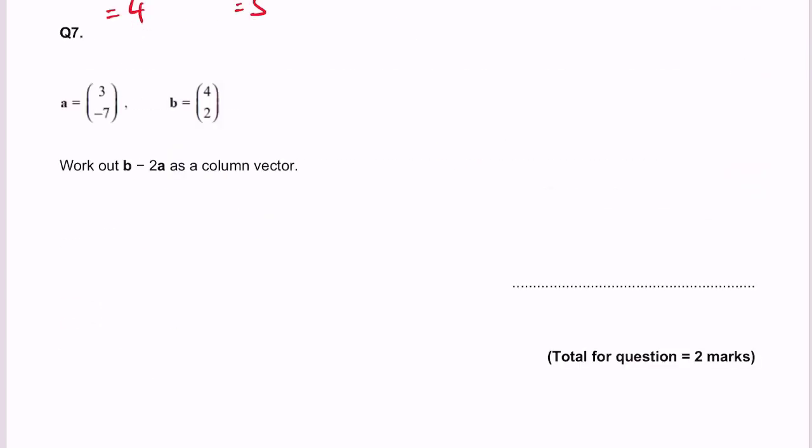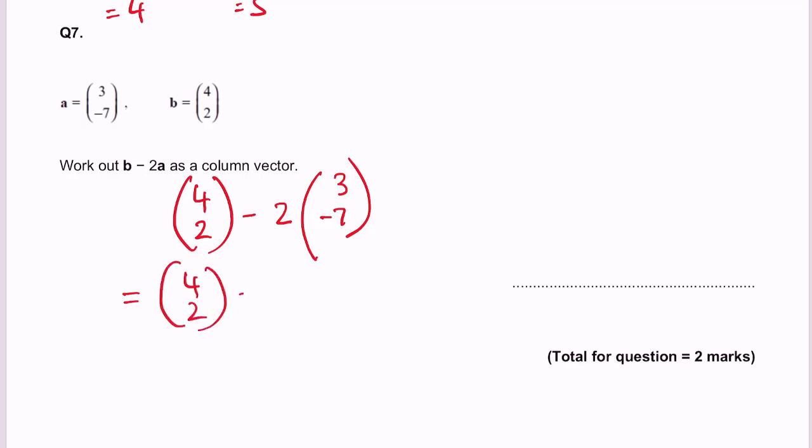So question number 7, we have a column vector question. Let's go ahead and write out the working. A is (3, -7), B is (4, 2). We're doing B minus 2 lots of A. So B is (4, 2), and we're taking away 2 lots of (3, -7). Let's multiply the (3, -7) by 2. So (4, 2) take away (6, -14).